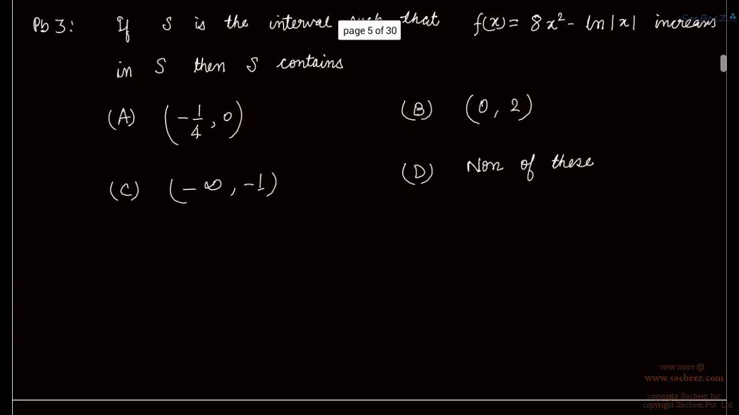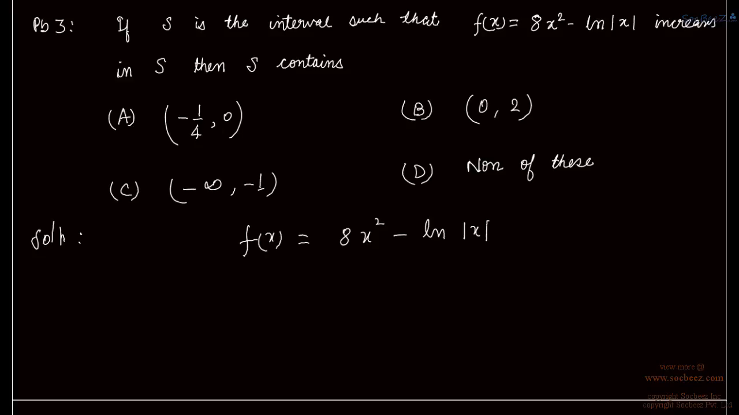If S is the interval such that f(x) = 8x² - ln|x| increases in S, then S contains. So we have the function f(x), which is equal to 8x² - ln|x|.